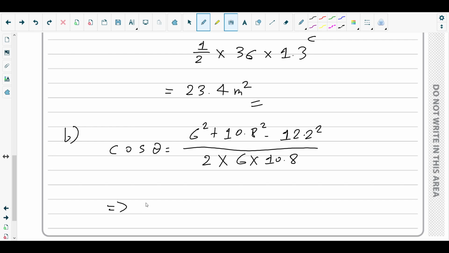Now we need the value for theta. If you were finding the value for theta, that would be 6 squared, that is 36, plus 10.8 squared minus 12.2 squared, over 2 times 6 times 10.8. So that is 19 over 648. Take your calculator to radian mode. Keep this in mind. So cos inverse of 19 over 648, you will get 1.54 radians. This is to 2 decimal places, since they wanted up to 2 decimal places.